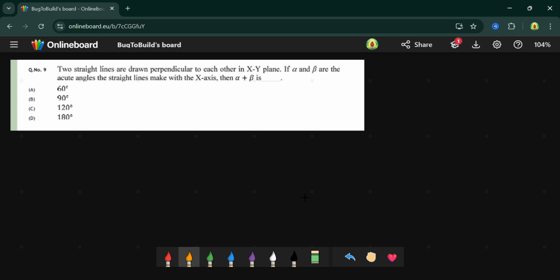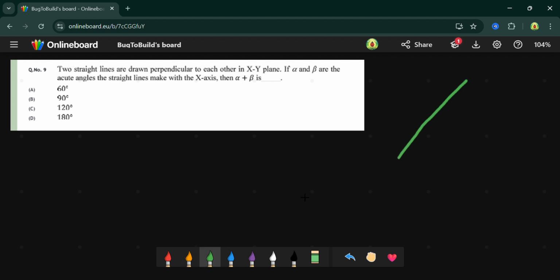Hello viewers, let's continue our GATE series, and now we have to solve one more question which has already come in GATE. So the question is, two straight lines are perpendicular to each other in the xy plane. Okay, so there are two straight lines given which are perpendicular to each other. So let's make the figure.